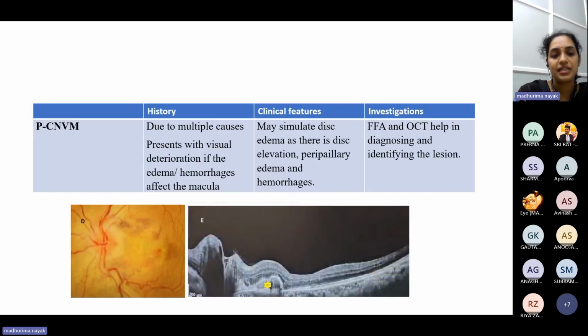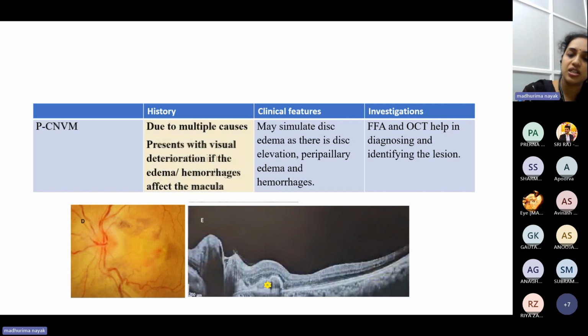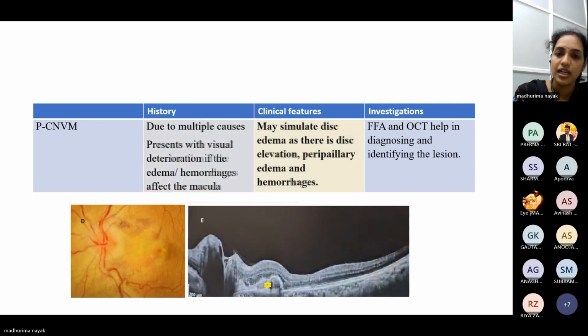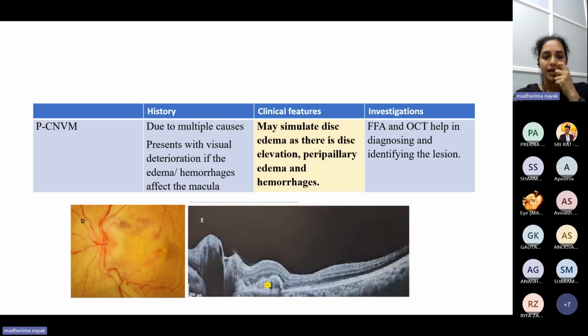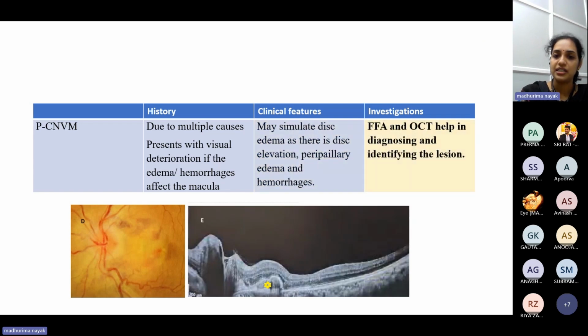Next is a peripapillary CNVM or choroidal neovascular membrane. It can follow juxtapapillary choroiditis or Jensen's choroiditis and multiple causes. Okay, they present with visual deterioration if the edema and hemorrhages are at the macula. Per se, if there is no macular involvement, there is no symptoms as such. It simulates disc edema because there is disc elevation and some edema and hemorrhages around the disc. FFA and OCT help to identify the lesion.